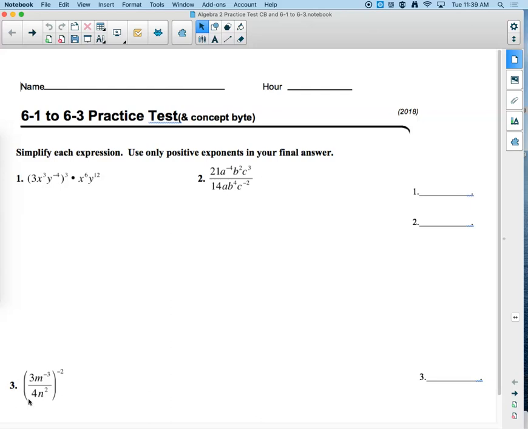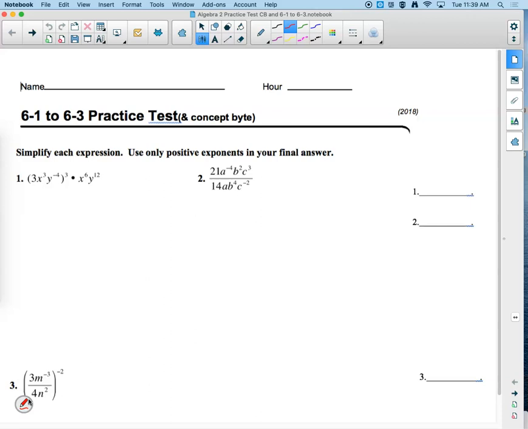All right, so practice test, this includes the concept byte through 6-3. And the concept byte we see in the first few problems here. So this says simplify each expression and use only positive exponents in your final answer. We talked about this when we did the concept byte. You should still try and follow the order of operations. It usually makes things easier.